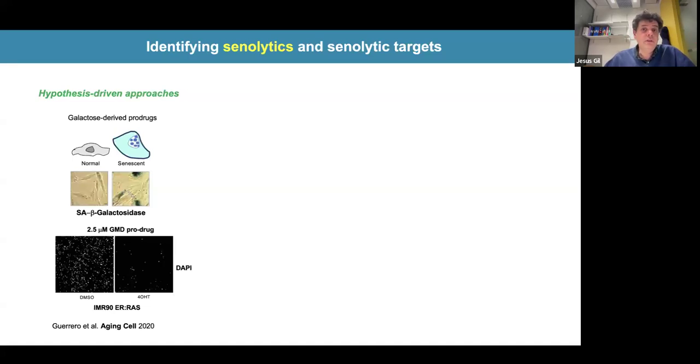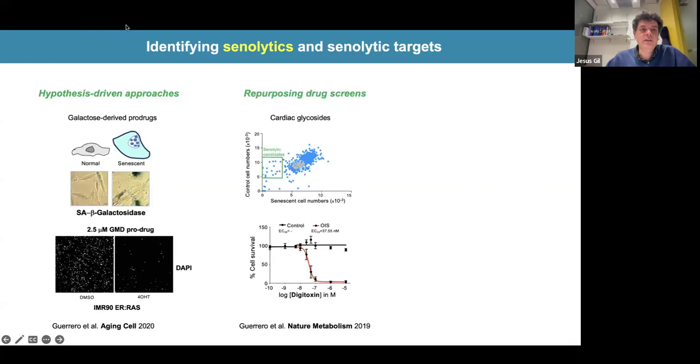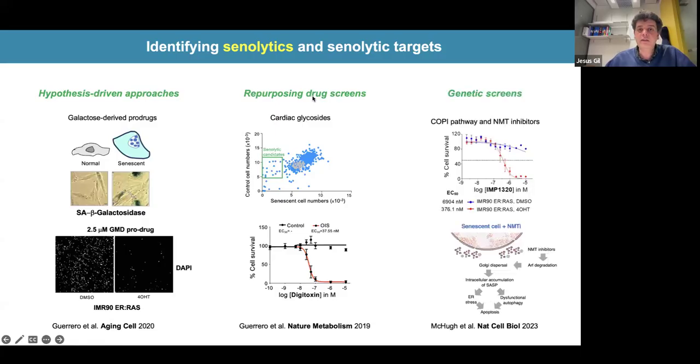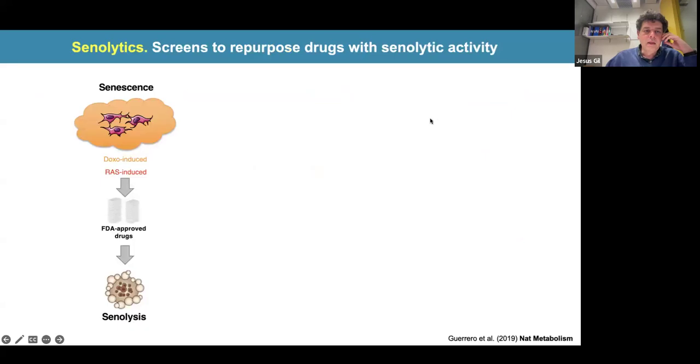On top of that, what we have used is functional assays, functional screenings, as I mentioned before, that we like to do in our lab. For example, we did drug screenings in which we looked for drugs that we could repurpose as senolytics, but also genetic screenings, both CRISPR and RNAi, to look for senolytic targets. And I will talk about these two in this talk. So this is some of the efforts that we did to identify drugs that we could repurpose as senolytics.